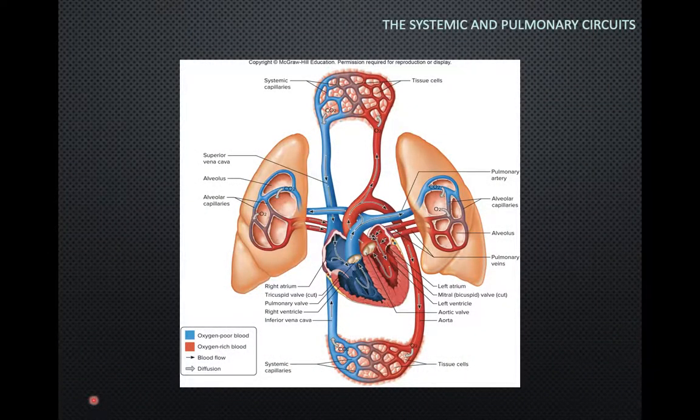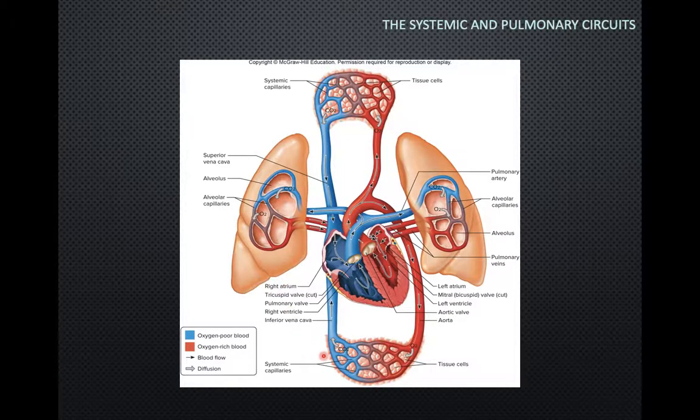This is the systemic and pulmonary circuit. So we will go into more detail of this soon, but the systemic circuit again delivers oxygen-rich blood to the body, and the pulmonary circuit carries oxygen-poor blood to the lungs. You can see the arrows here. So the thin black arrows show the direction of the blood, and then the thicker arrows here show diffusion actually happening in that simple squamous epithelium of the lungs.